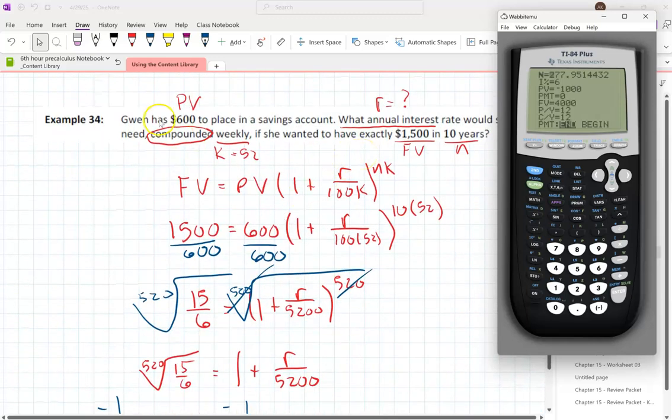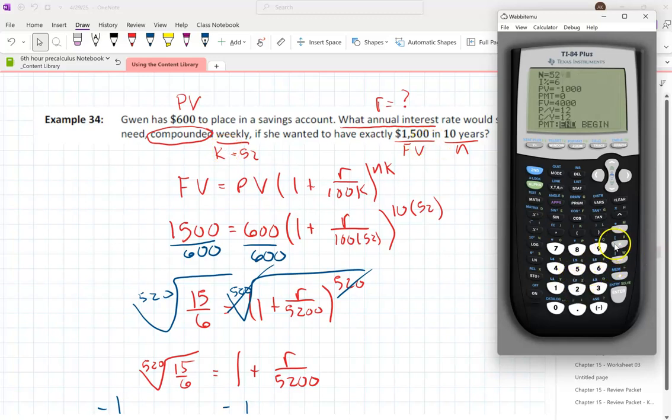Let's do this next one where we're asked to solve for the interest rate. So again, we're weekly for 10 years, so 52 times 10 for cap N. I is what we're going to be solving for. We put $600 in, so negative 600 as my PV. We're not adding to it at all.